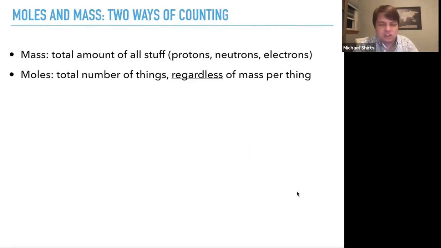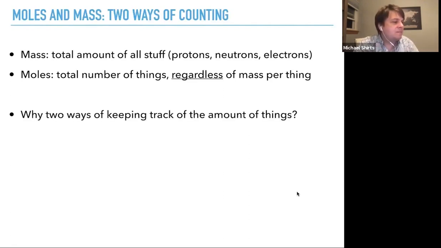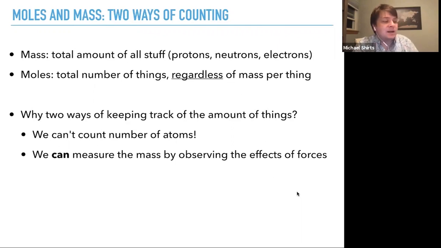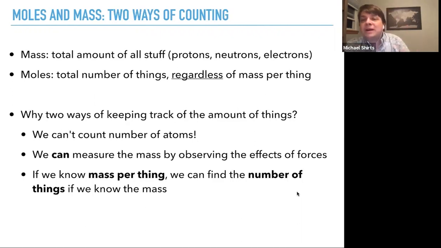So why do we have two ways of counting? It's the same things. Why do we have these two different bookkeeping systems to keep track? And the answer is we can't count number of atoms. What we'd like to do is just deal with the number of atoms, because the chemical reactions depend on the number of atoms that there are. But we can measure the mass by observing the effect of forces. Putting everything in a beaker, putting it on a scale, there we go. We know what the mass of this is. So that's why we have two different ways of measuring.